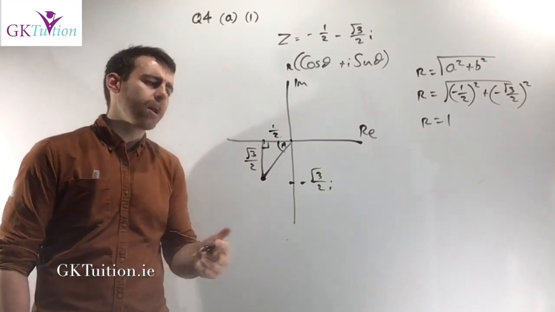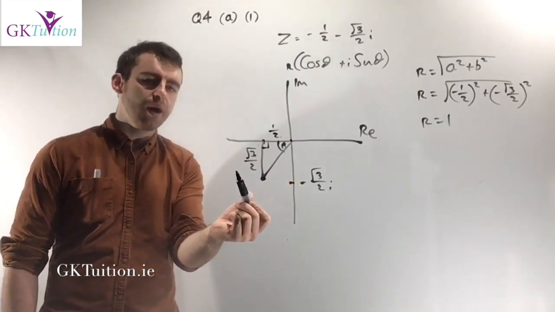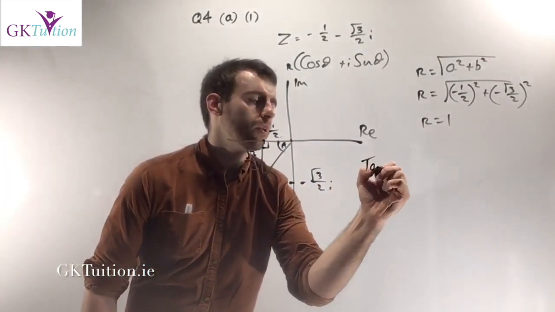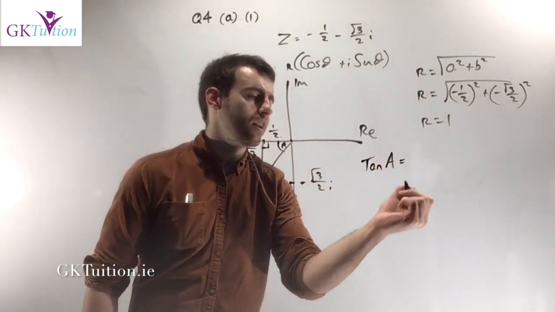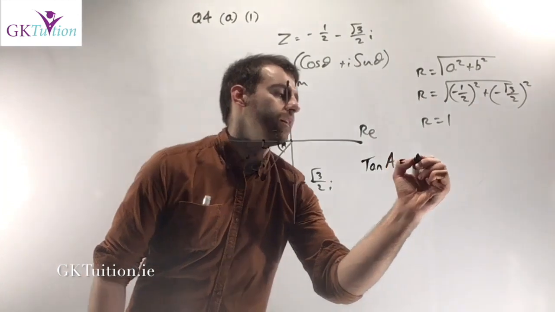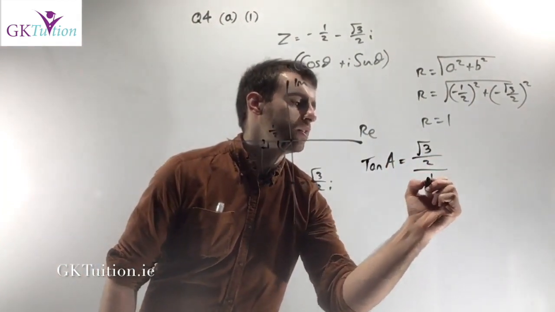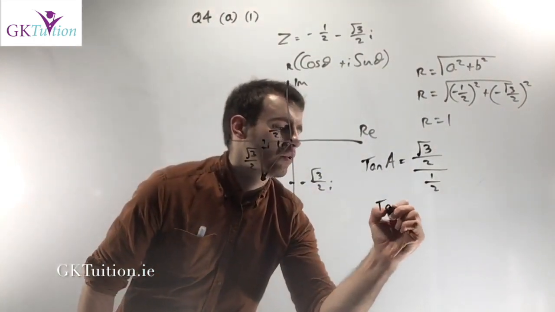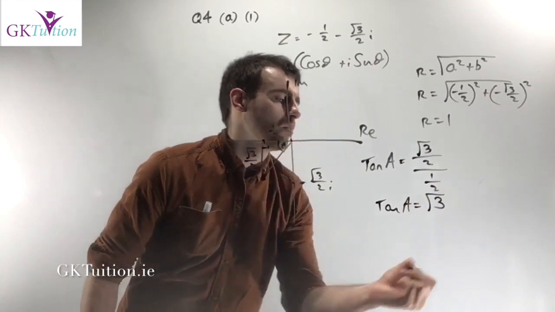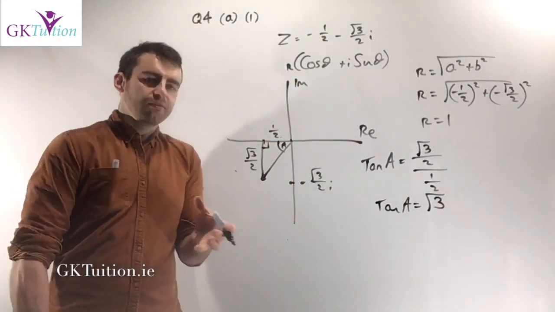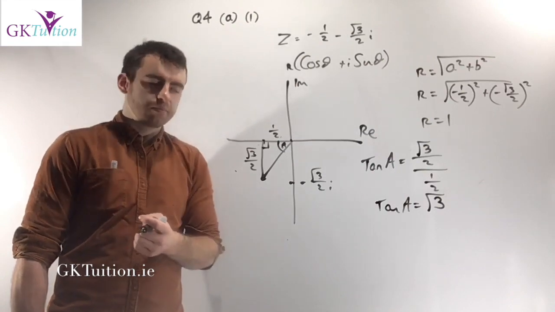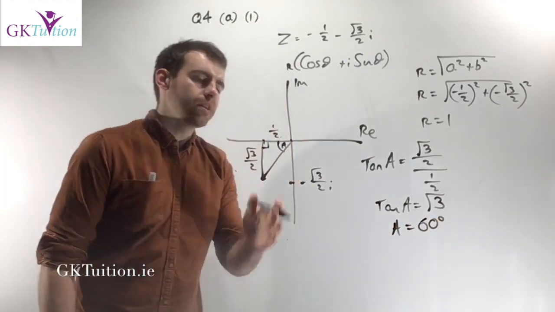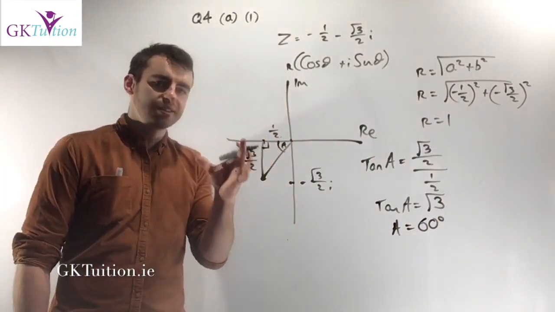So if you look at this right angle triangle, I'm looking for the angle A. I know the opposite and I know the adjacent. If you know the opposite and the adjacent, you can find the angle by using tan. In a right angle triangle, the tan of an angle is equal to the opposite over the adjacent. In this case, the tan of the angle is root 3 over 2 divided by a half, which just works out as root 3. Now, if you get tan inverse of root 3, or if you go to page 13 in your maths tables, it's going to tell you that the corresponding angle A is 60 degrees. So that means that the angle in this right angle triangle is 60 degrees.